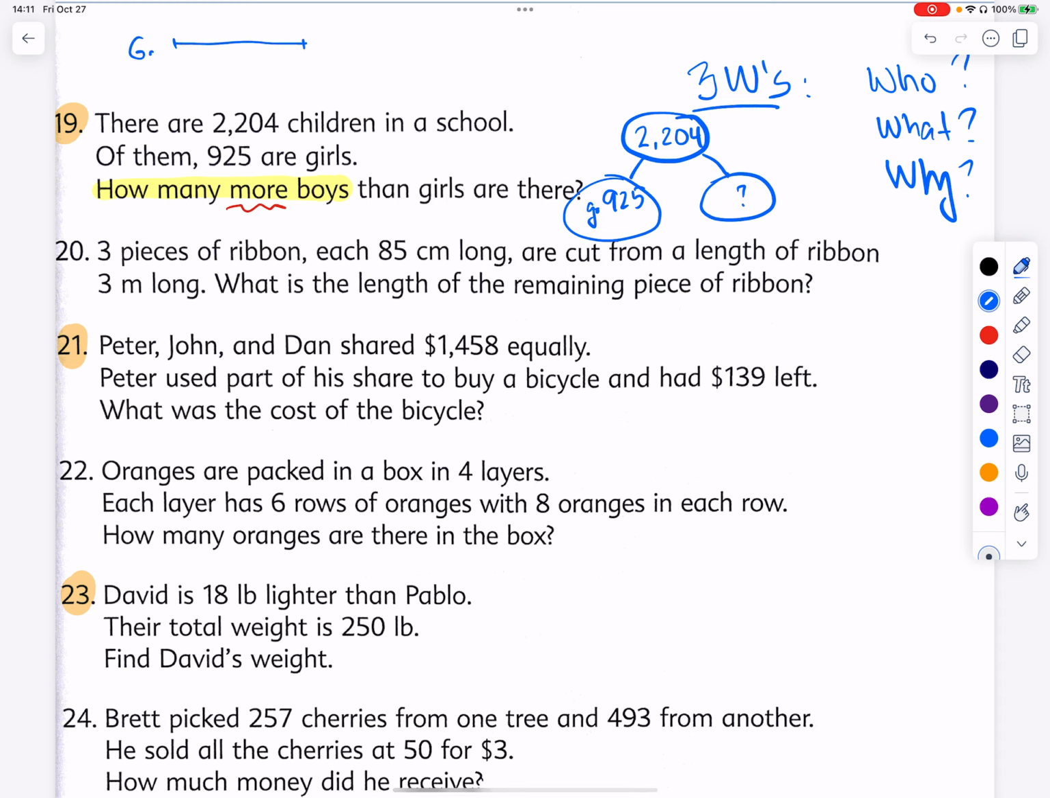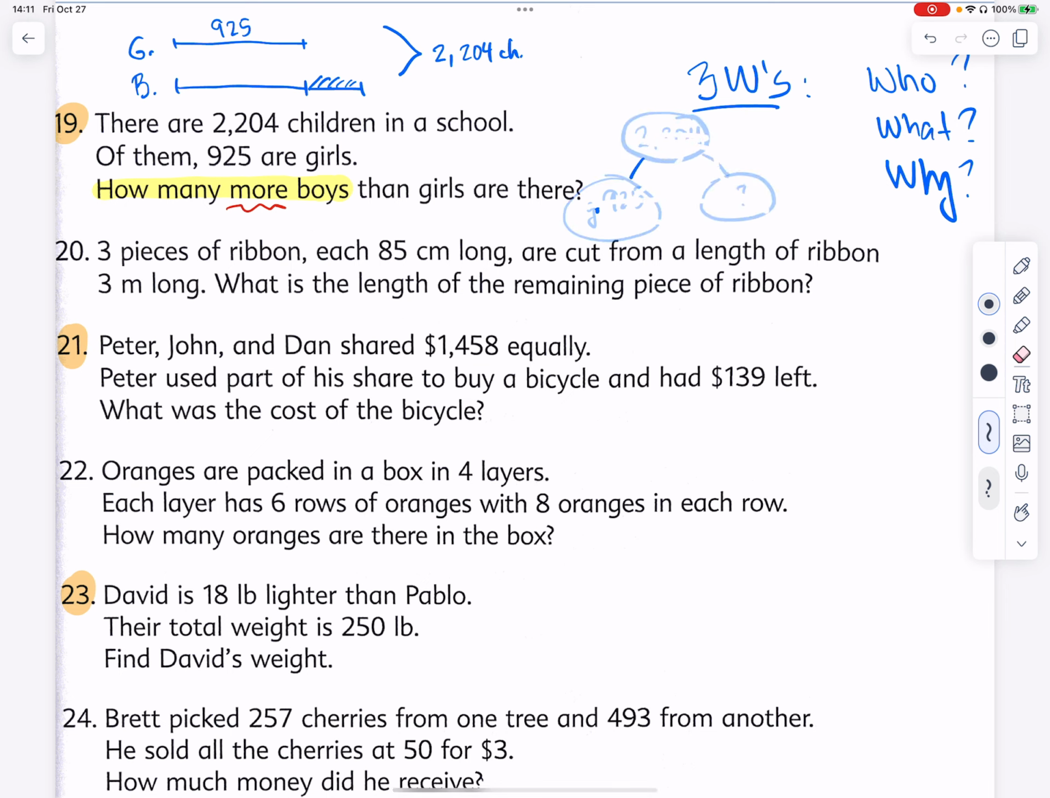We have girls. Let's write it down. Let's make a little bar for the girls, 925 girls. Let's make a bar for the boys. Do we make the same bar, a longer bar, or a shorter bar? We make a longer bar because there will be more boys right here. This is your difference between boys and girls. And of course, the problem tells us that altogether there are 2,204 children. It's a two-step problem. Let me make some space. I hope you agree with me, you're in 5th grade.